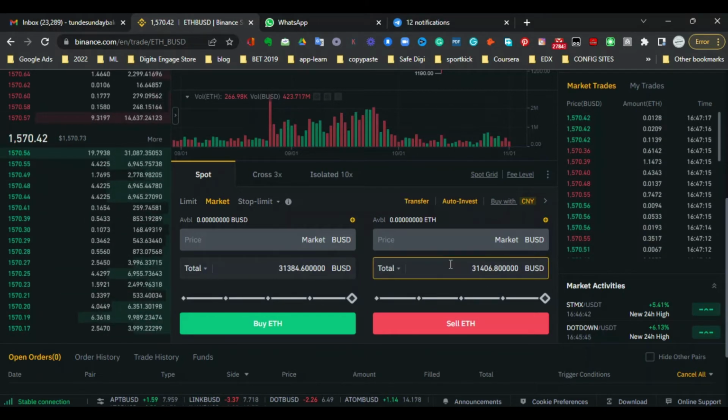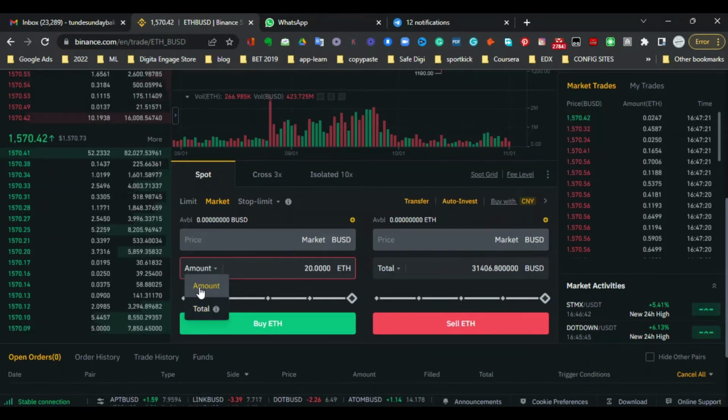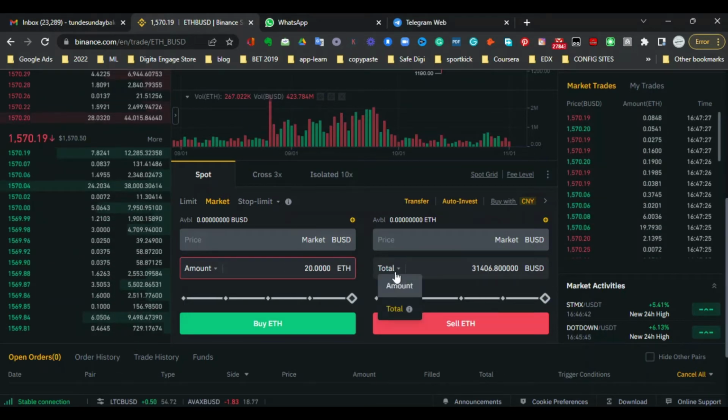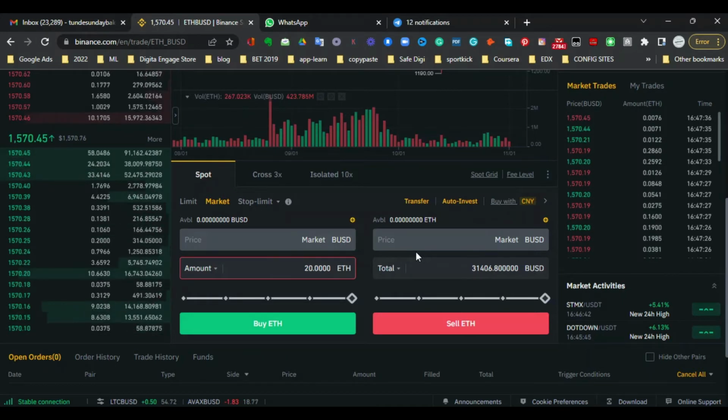Now let me explain to you that amount is recommended when you want to buy or sell Ether with a certain quantity. You can see it's showing me Ether here, certain quantity. However, if I wish to buy Ether with a certain amount of funds, such as 10,000 BUSD, placing a market order with total is a better option.